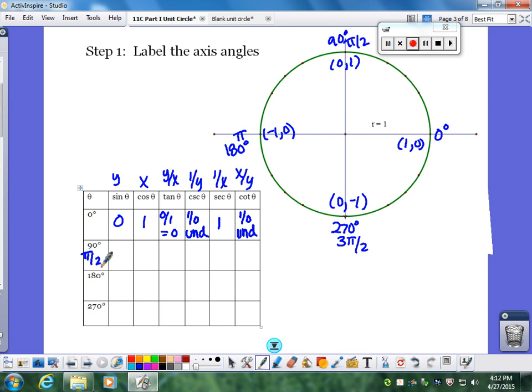So 90 degrees, same thing as pi over 2. The sine of 90 degrees is going to be the y coordinate, so 1. The cosine is 0. The tangent is going to be 1 over 0, which is undefined. The cosecant is going to be the reciprocal of 1, which is 1. The secant is going to be the reciprocal of 0, which is undefined. And finally, the cotangent of 90 degrees is going to be 0 over 1, which is just 0.